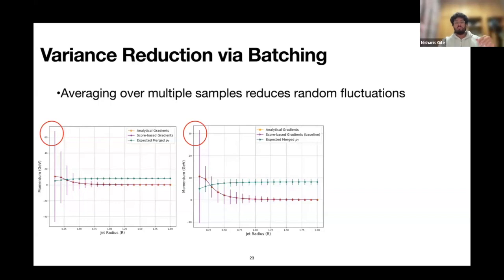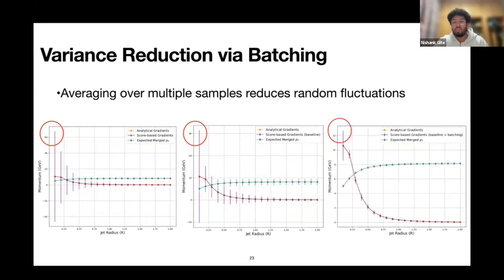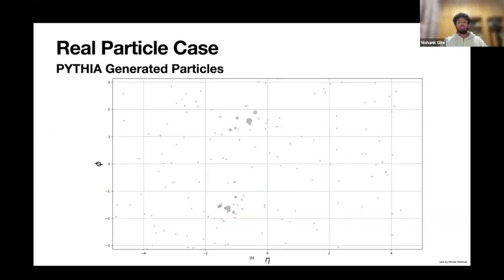And from this, we see a reduction in variance. And boom, now we have a variance that's around 1.5, 1.7. That's awesome. That's perfect. This is a huge reduction from 50. So now let's talk a little bit about the real particle case.